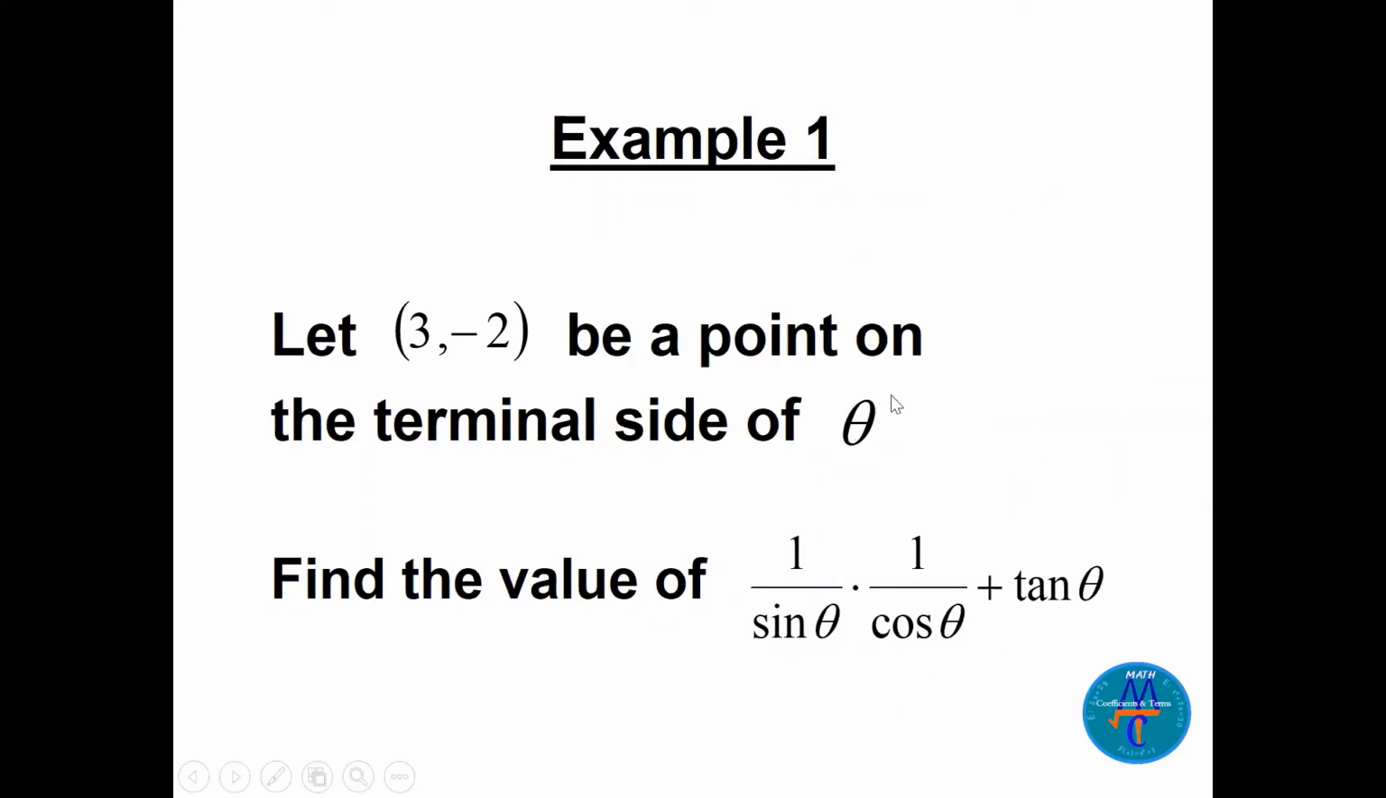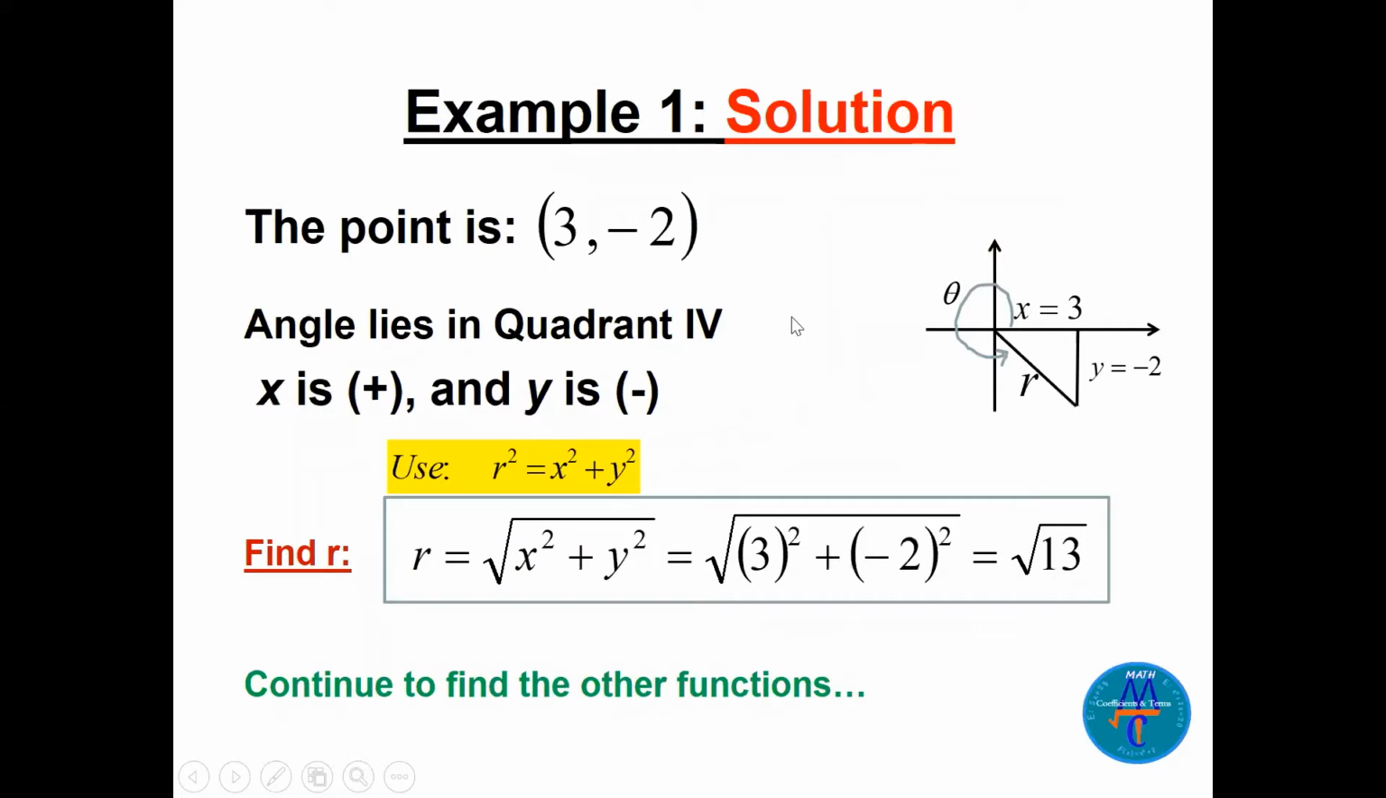Let's see example number 1. (3, -2) is a point on the terminal side of theta. Let's find the value of 1 over sine theta times 1 over cosine theta plus tan theta. From this point, we can take x and y. See, x here is positive and y is negative. So for sure, the angle here lies in quadrant 4. You can just draw a right triangle here and find r, because x is positive, y is negative.